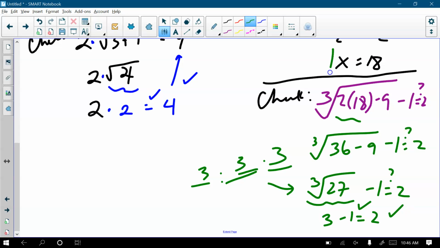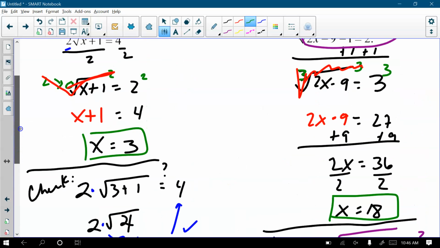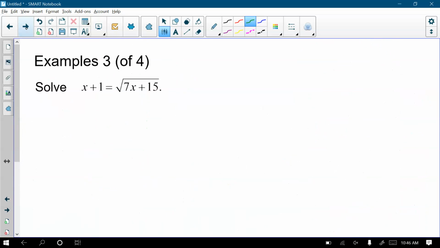Yay! So our answer is x equals 18. Again, the whole point of the check is to make sure that the number that you plugged in on the left side equals the number on the right side. You want to check that because, as you'll see in the next example, we could get extraneous solutions, which is not good for us. All right, next problem. We're doing good on time here.